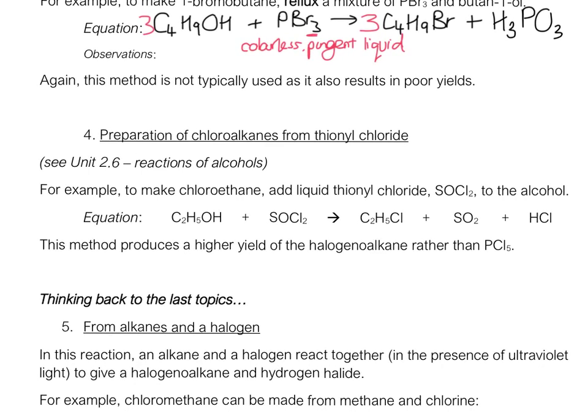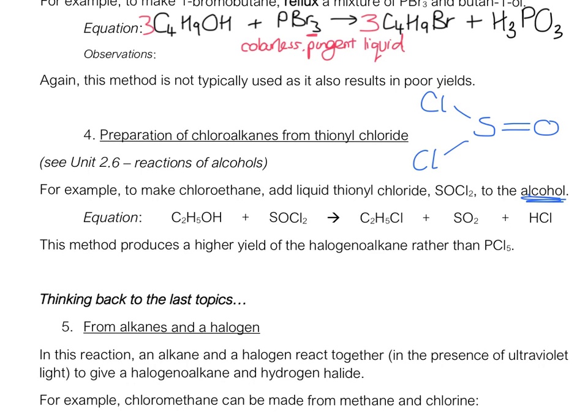Okay, moving on to our next method is preparing our chloroalkanes from something called thionyl chloride. Thionyl chloride is something that looks like this. It's got sulfur, double bonded to an oxygen with 2 chlorines sticking off the end. Okay, so that's thionyl chloride. We add that again to the corresponding alcohol, and we get our chloroalkane.